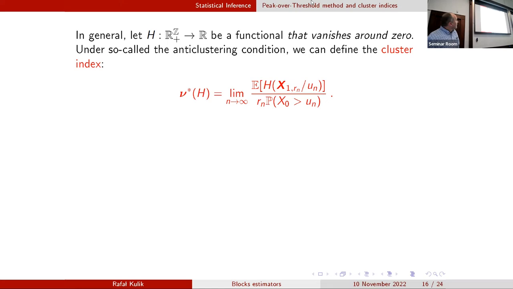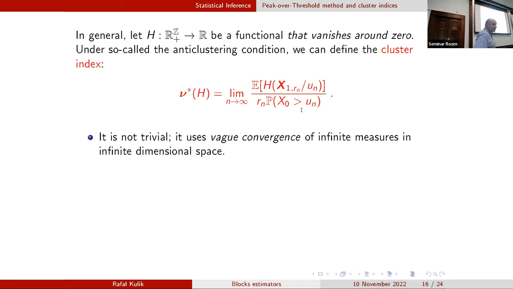Okay? And there is some anti-clustering condition, a kind of short memory in extremes. And you define this quantity, which we call the cluster index. Okay, so what do you do here? You take the function, you apply it to a block that expands with n, you divide by the threshold, and then you normalize. Okay. So a particular case is the extremal index if you choose a particular function h, but you can extract much more from this. And first of all, it is not trivial that this limit exists.